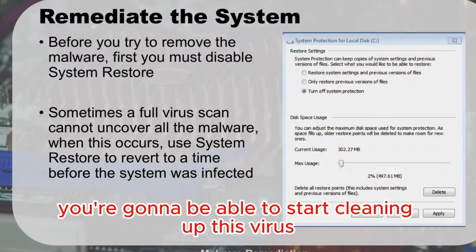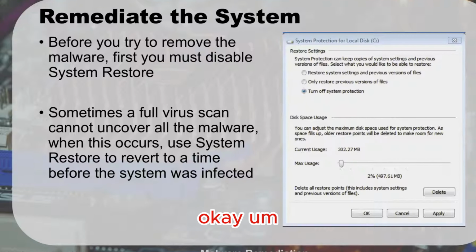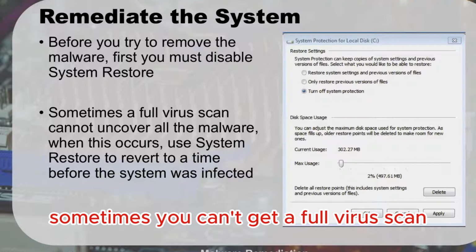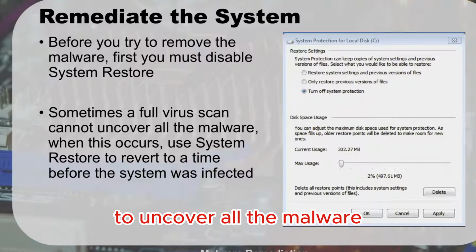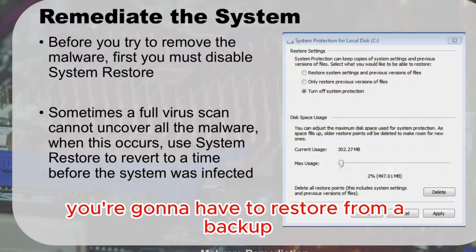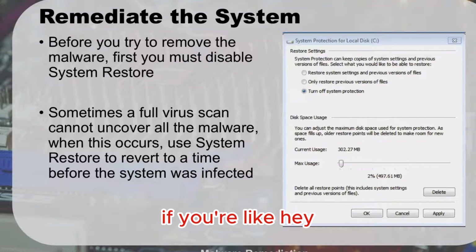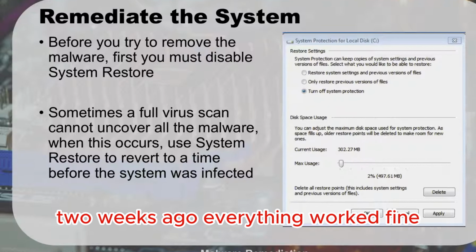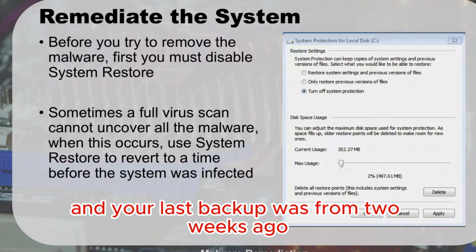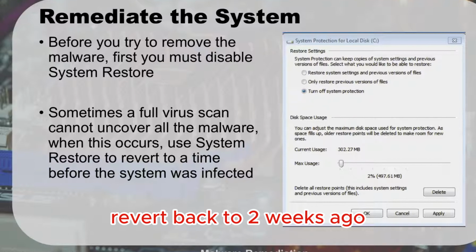At that point, you're going to be able to start cleaning up this virus, okay? Sometimes you can't get a full virus scan to uncover all the malware. If this occurs, you're going to have to restore from a backup from an earlier time before you had the virus, if you know when that was. For instance, if you're like, hey, 2 weeks ago, everything worked fine, but today I got a bunch of stuff, and your last backup was from 2 weeks ago, revert back to 2 weeks ago.